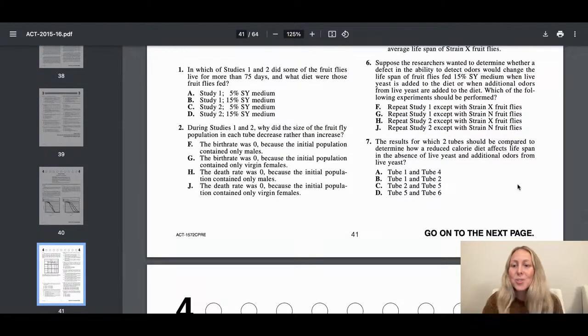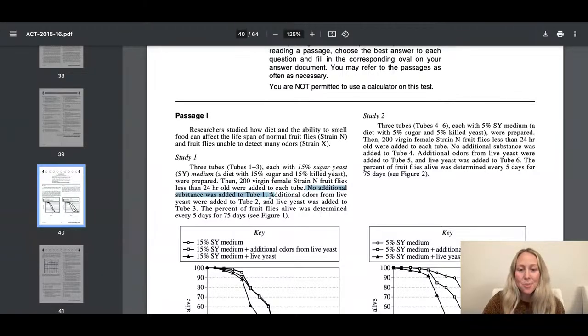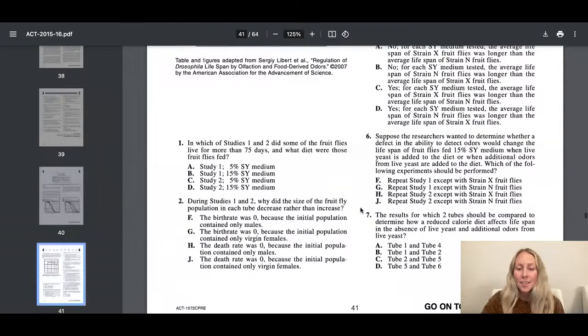And the results for which two tubes should be compared to determine how a reduced calorie diet affects lifespan in the absence of live yeast and additional odors from live yeast. Okay, so they want absence of, no live yeast, no additional odors. No additional substance was added to tube 1. Additional odors from live yeast were added to tube 2. Live yeast was added to tube 3. We don't want live yeast or additional odors, so it's not 2 or 3. Let's cross out B and C. They both have tube 2. We're just checking 1 and 4 or 5 and 6.